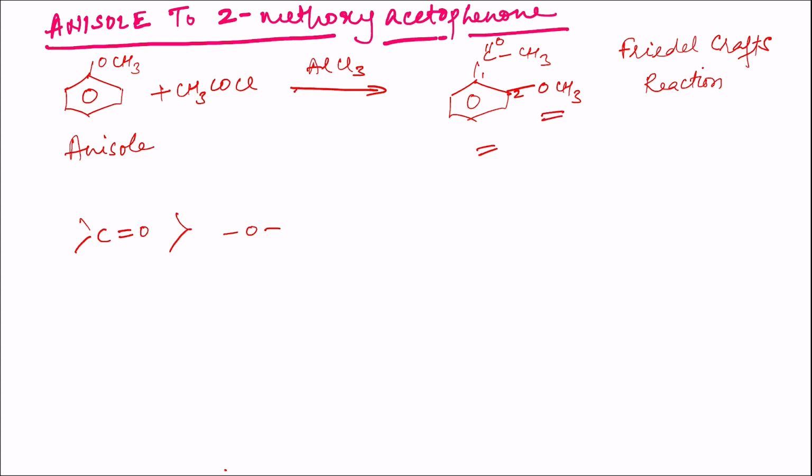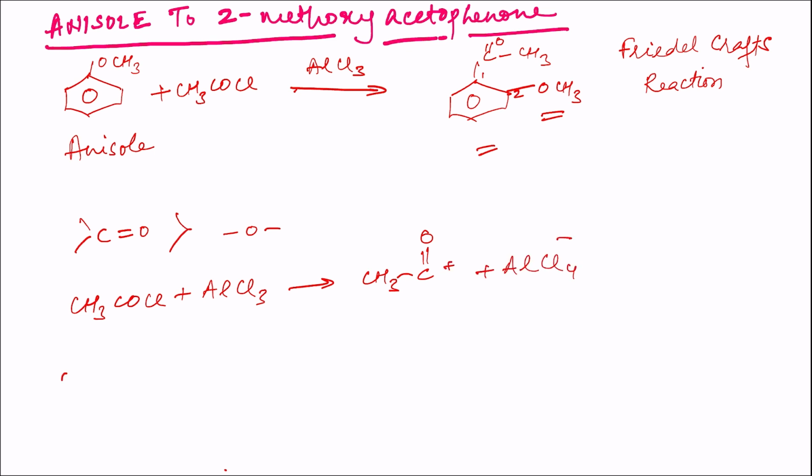And as far as the mechanism of Friedel-Crafts reaction is concerned, CH3COCl plus AlCl3 forms CH3CO plus AlCl4 minus. Here what happens? The bond between carbonyl carbon and chlorine breaks. Both the bond pair of electrons go to chlorine. The carbonyl carbon gets a positive charge. Chlorine leaves as chloride ion, combines with AlCl3 to give AlCl4 minus.